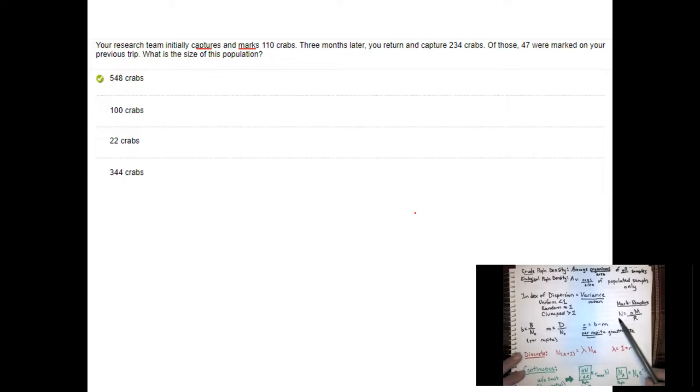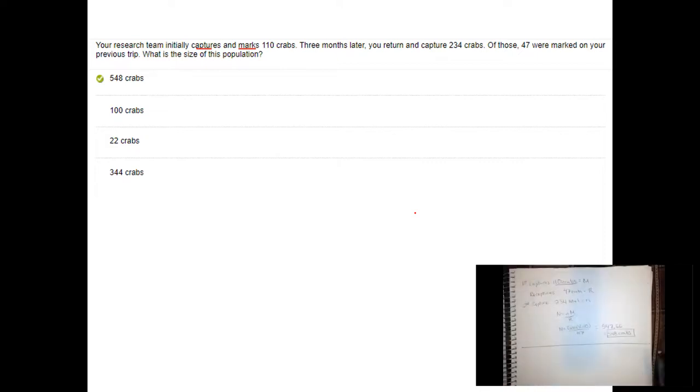Okay, so we know that the size of the population, which is what we're estimating, is equal to the number that are captured first times the number that are captured second over the number that have been recaptured. So the number from the first sample that have been recaptured and therefore are marked from the first sample. Okay, so let's write out this equation here.